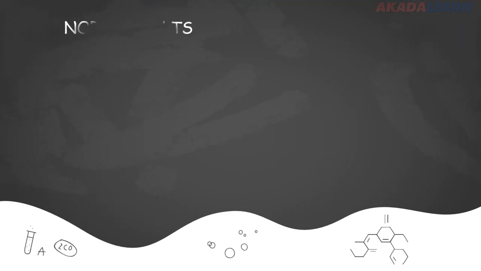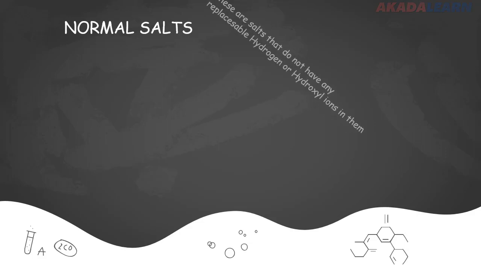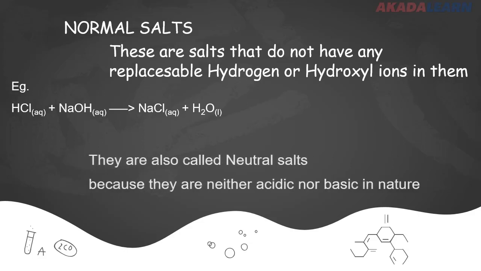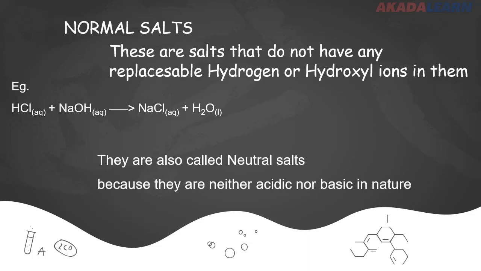Let's now move on to normal salt. These are salts that do not have any replaceable hydrogen or hydroxyl ions in them. A good example, HCl reacting with NaOH, you can see NaCl plus H2O as the product. Now, NaCl is our normal salt. It doesn't contain any hydrogen or hydroxyl ions. They are also called neutral salts because they are neither acidic nor basic in nature.